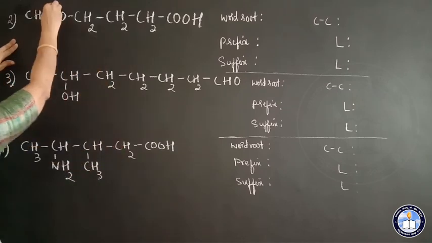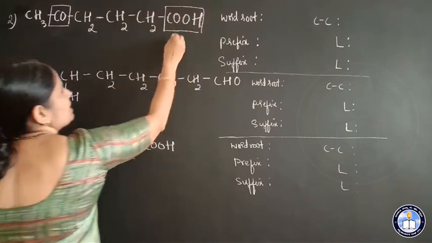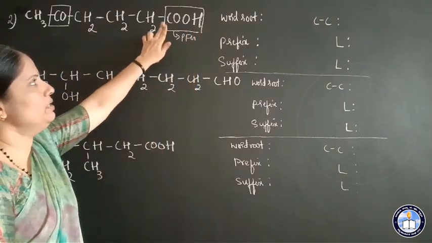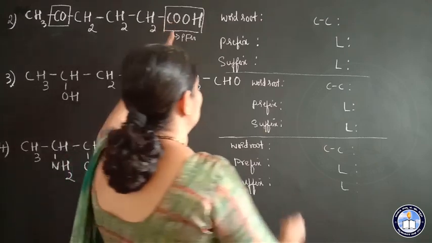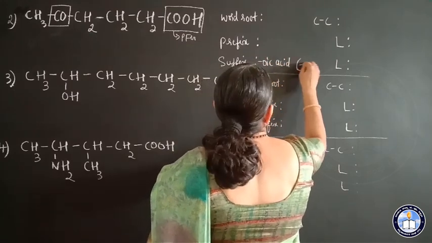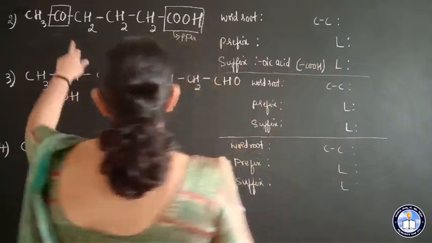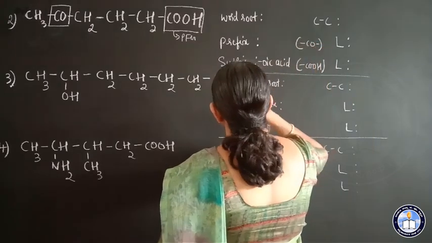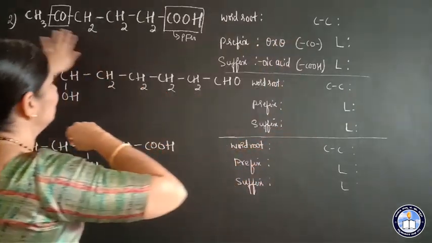So we shall solve some more polyfunctional compounds, with different functional groups in the compound. Here you have CO as a functional group and COOH as a functional group. The topmost ranking is given to the COOH group, so COOH is the principal functional group and its name will be the suffix, that is oic acid. The CO group will be named as a prefix, and the prefix for CO group is oxo.